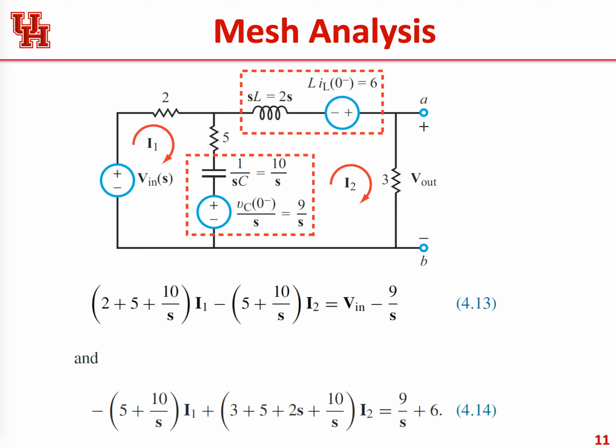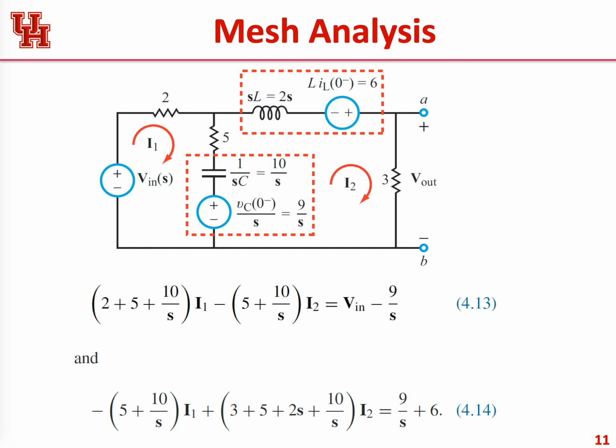But then the current I2 is going to be flowing in the opposite direction through this section of the circuit, the one between this dot and this dot. So that's going to be minus the sum of the impedances along this path, which is 5 ohms for this, plus 10 over S for this, times I2.